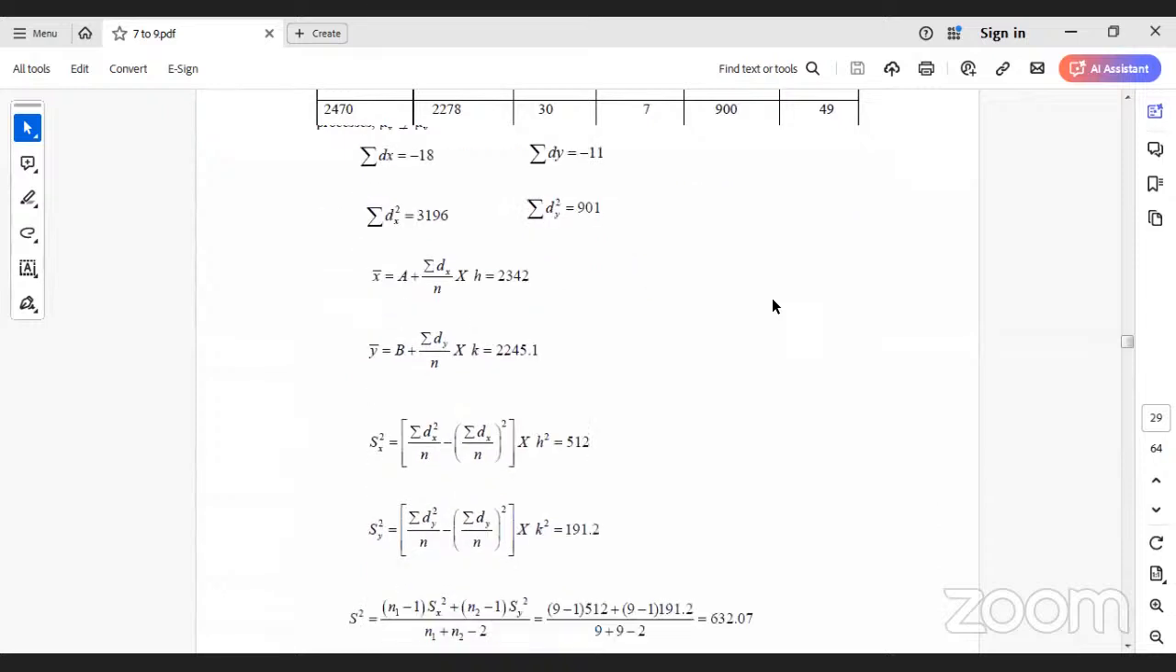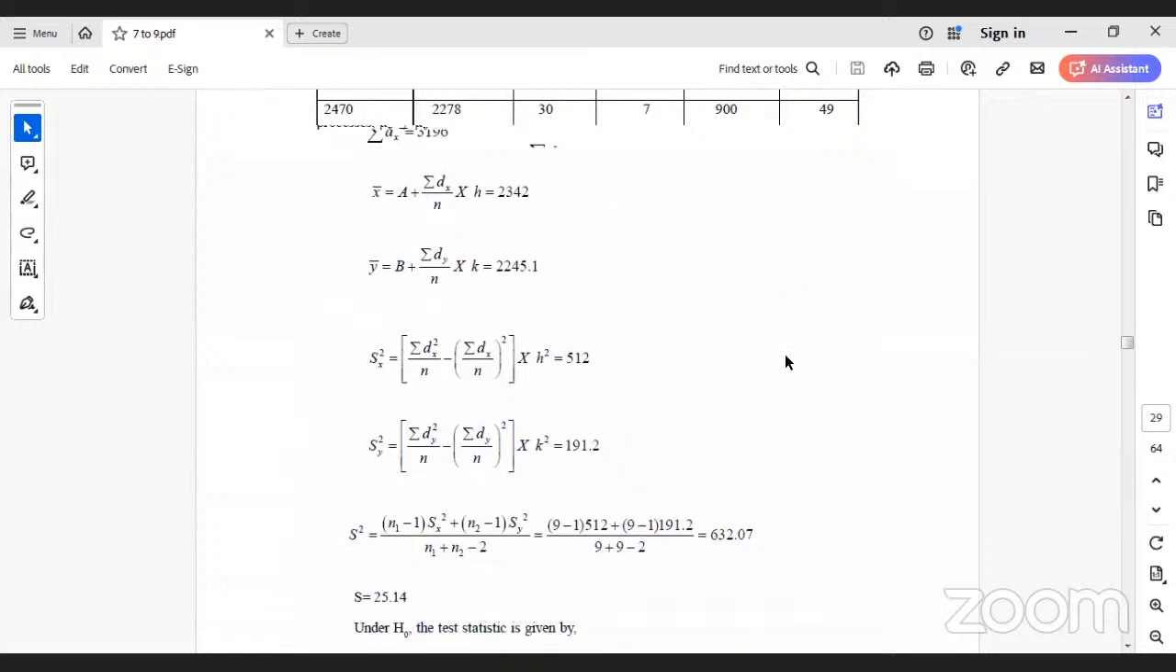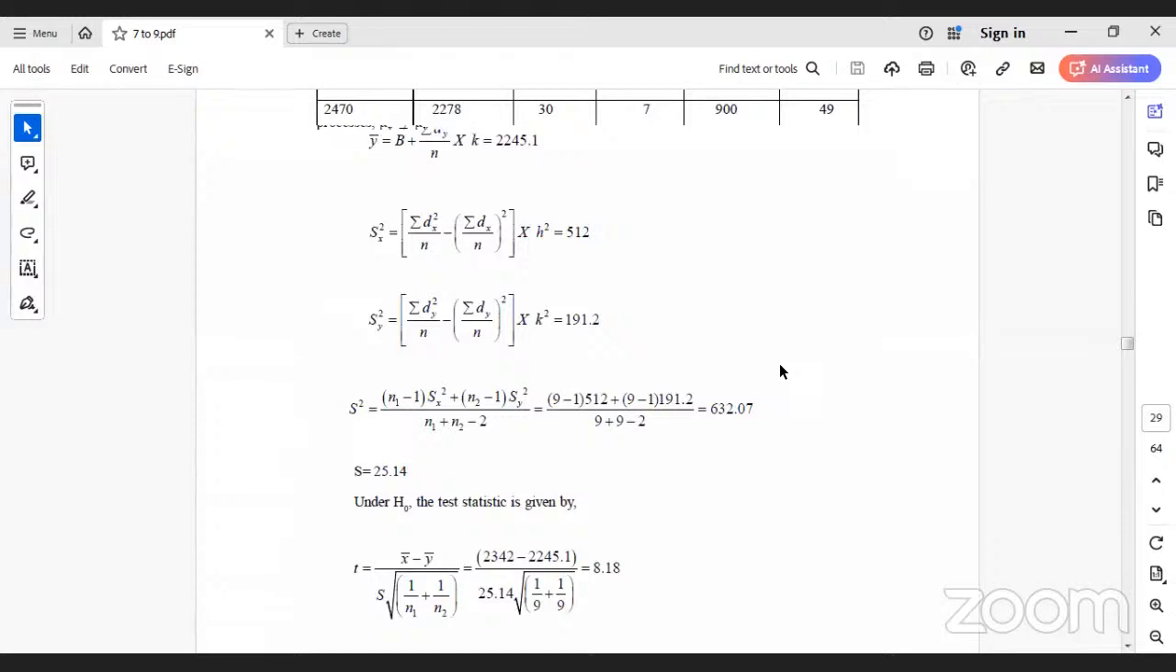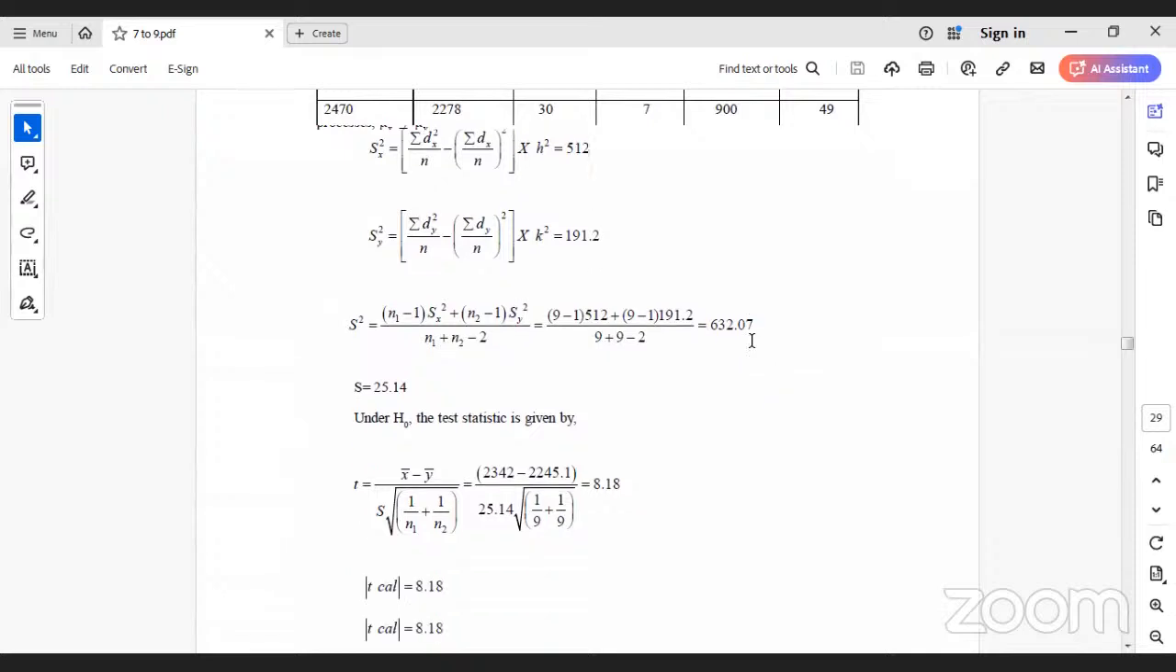So x bar is 2342. y bar is equal to b plus summation of dy by n into k, 2245.1. Sx square is summation of dx square by n minus (summation of dx by n) whole square, into h square, 512. Sy square is summation of dy square by n minus (summation of dy by n) whole square, into k square, is equal to 191.2. S square is equal to (n1 minus 1) Sx square plus (n2 minus 1) Sy square, by n1 plus n2 minus 2.